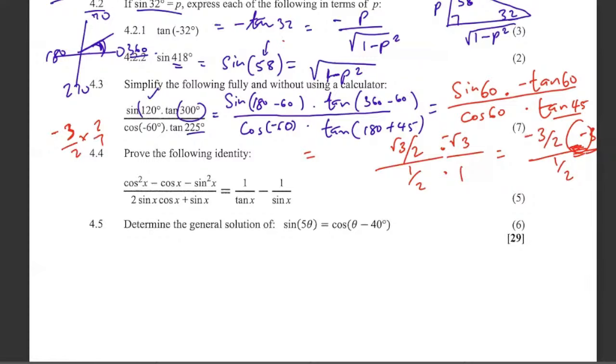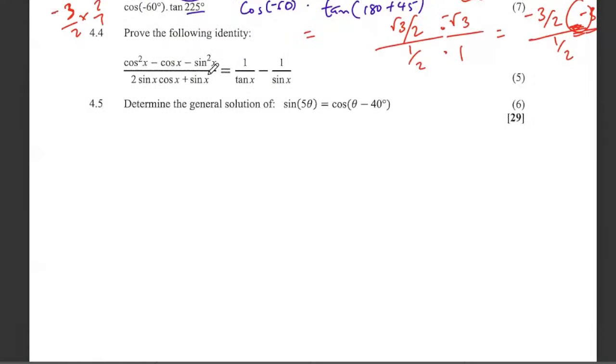Then 4.4, they want us to prove the identity. Let's start from the left-hand side, because we seem to have quite a lot of information there. From the top, we have a cos squared, cos, and the sine squared. From the bottom, it's just that. But on the right-hand side, I have no ratios on top. Okay, what am I going to do here?